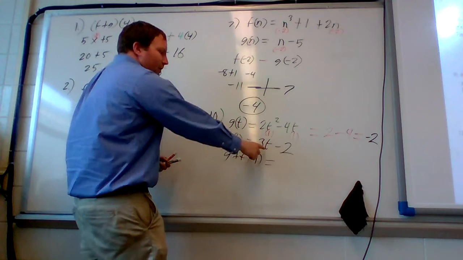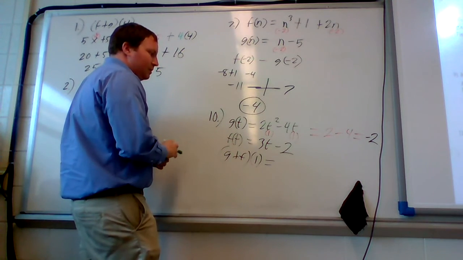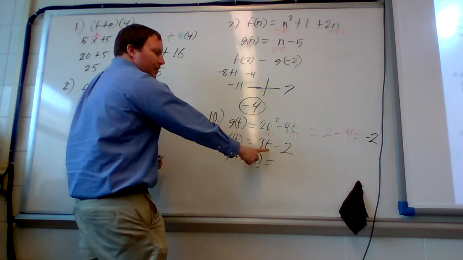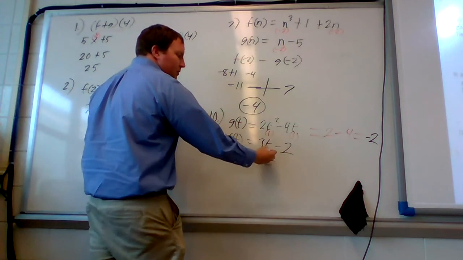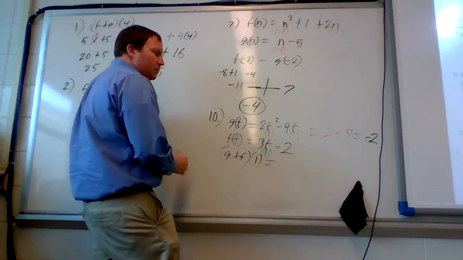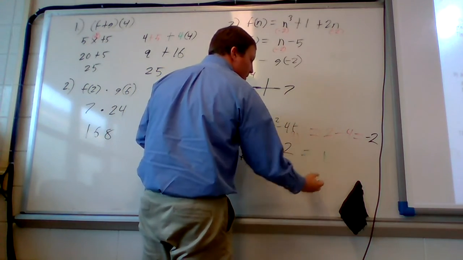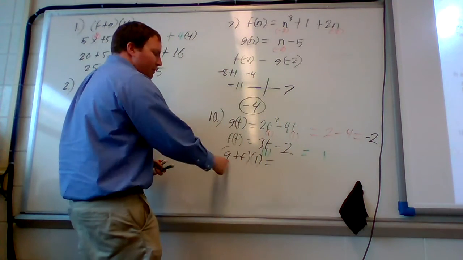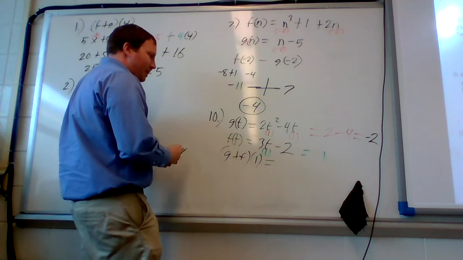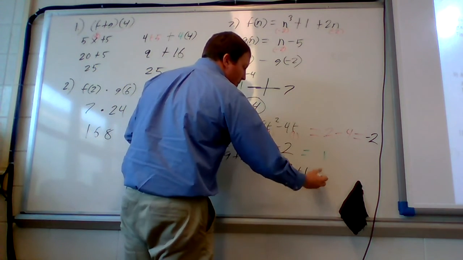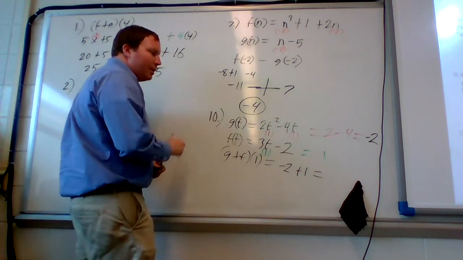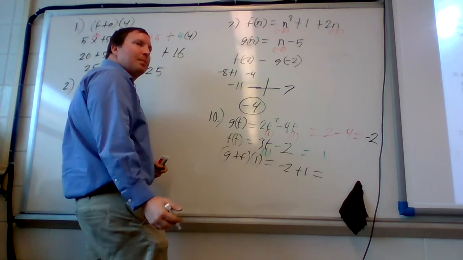And then plug in 1 for f of t. What do we get when we plug in 1? 3 minus 2 is 1. So we get 1. So we have g plus f. So we've got negative 2 plus 1. What do we get for our final answer? Negative 1.